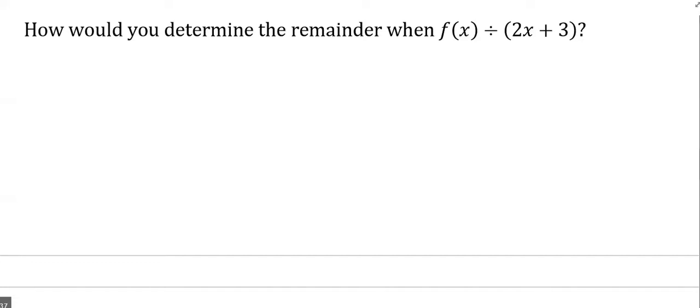We're not going to answer it, but I think you should answer this question. Could be part of your homework tonight. If you were asked to find the remainder without dividing of f at x when f at x is divided by 2x plus 3, what could you do? It's a little bit different from the one that we did. What would you do? How could you use the remainder theorem in this case?